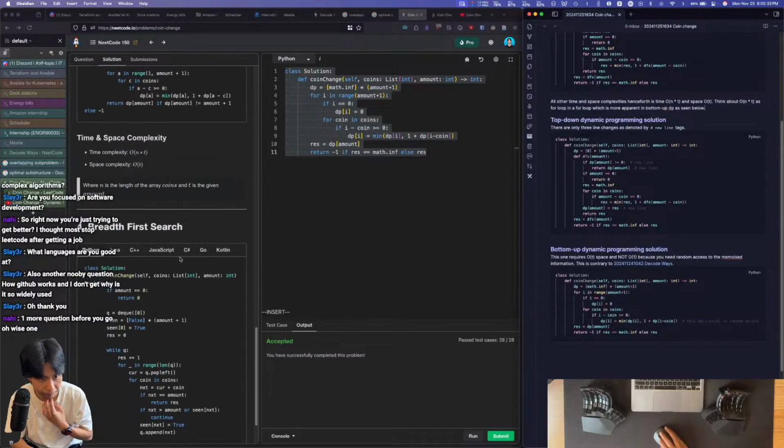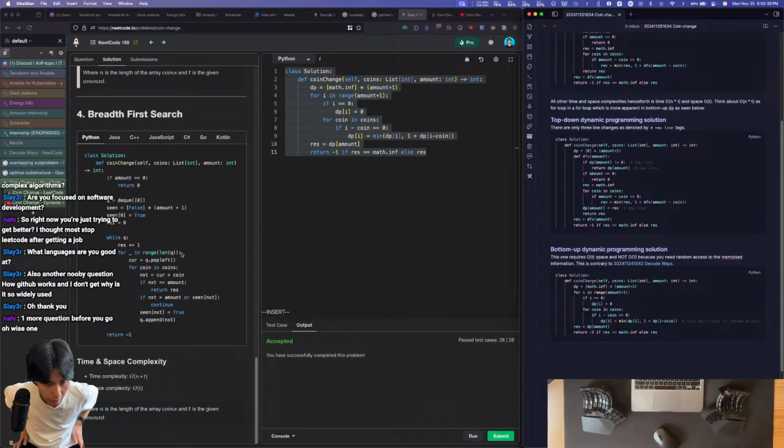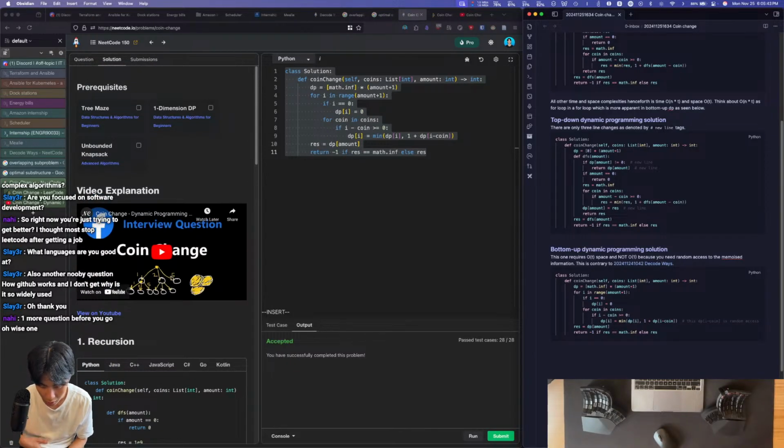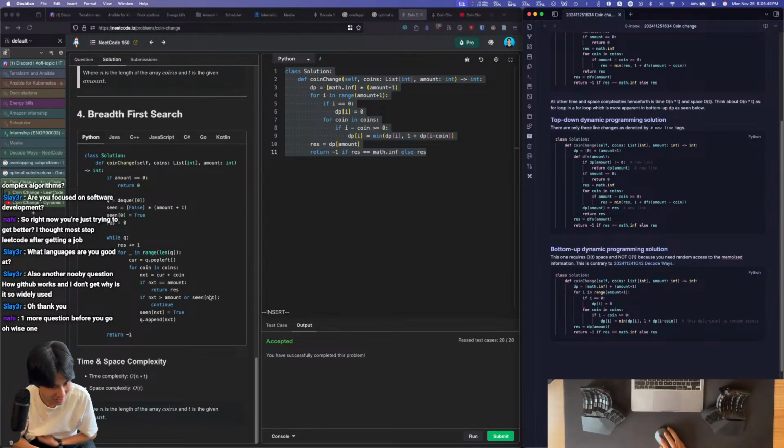And then, even the breadth first search though, can I be bothered understanding? No, I can't be bothered. At the moment, I can't be bothered. Go ahead, Nahi. Go ahead. That queue is weird though. The result plus equals 1 is even weirder. Don't even know.